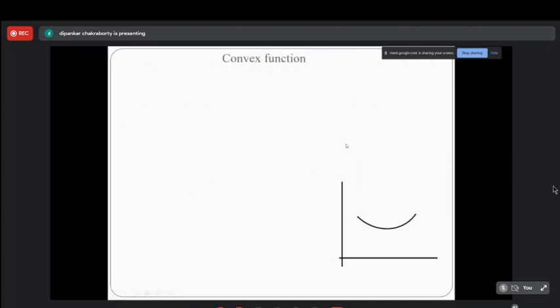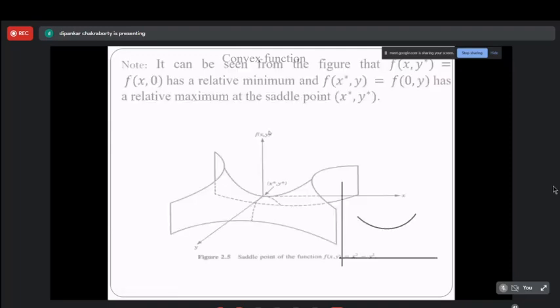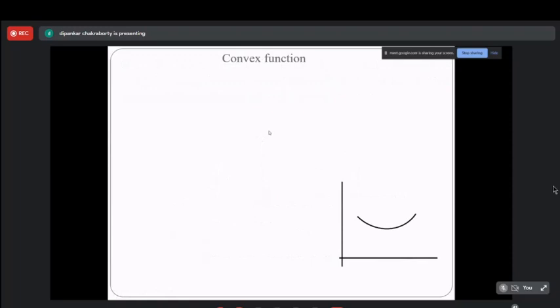Okay. Now we are going to discuss two very, very important things, that is convex function and concave function. But before that, you need to know what we mean by convex set. Otherwise, we cannot define convex function or concave function. So first of all, what is a convex set? Do you know what a convex set is? Anyone? Okay, I'm saying that.